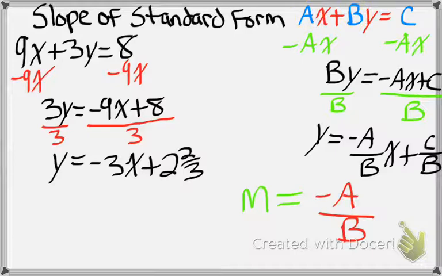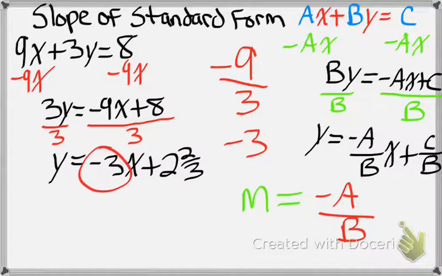So let's see if that fits our example over here. The opposite of a. Well, a is 9, so the opposite of a is negative 9. Okay, so the opposite of a divided by b. Well, b is 3. So negative 9 divided by 3, well, that's negative 3. That's the slope. Well, hey, that's what we just said the first time around doing it the long way. So this shortcut is your friend. You want to use this when finding the slope of standard form.